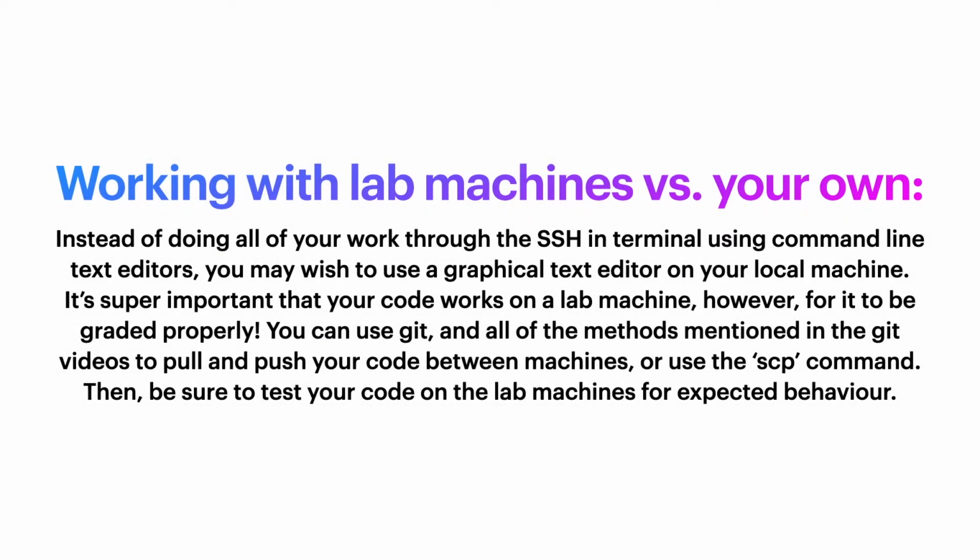Working with lab machines versus your own. Instead of doing all your work through the SSH and terminal using command line text editors, you may wish to use a graphical text editor on your local machine. It's super important that your code works on a lab machine, however, for it to be graded properly. You can use Git and all of the methods mentioned in the Git videos to pull and push your code between machines, or use the scp command. Then be sure to test your code on the lab machines for expected behavior.